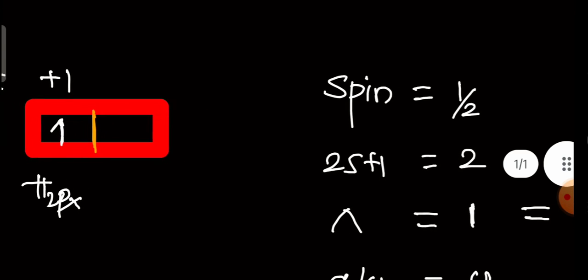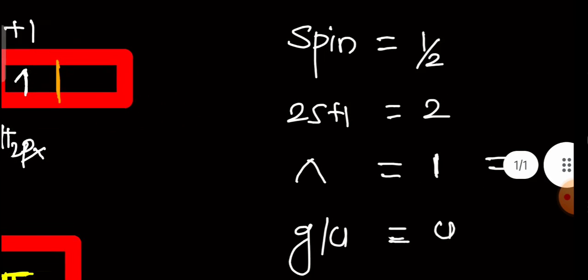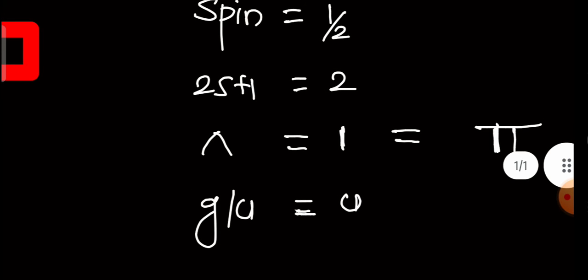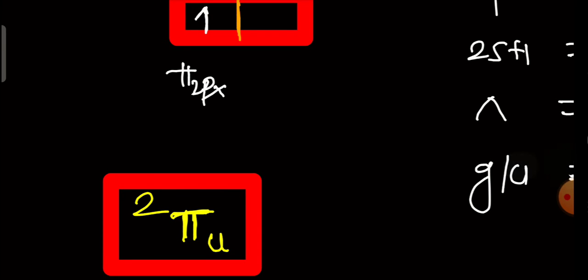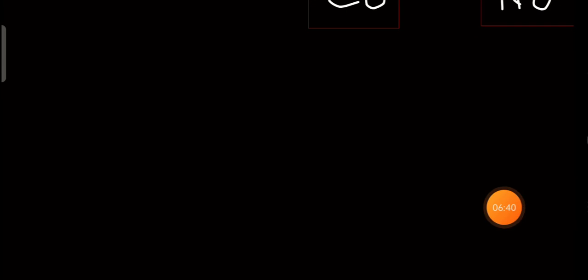First of all, the spin for a single electron is half. The multiplicity for that system is 2S plus 1, that is 2 into half plus 1, it is 2. The delta value for that p orbital, which is +1, must be 1, that's why the term is pi. And g and u: whenever the electrons are present in a pi bonding orbital, it should be u. So if we combine all these things, 2 pi u is the term symbol for the B2 plus molecule. Okay, so very simple again.